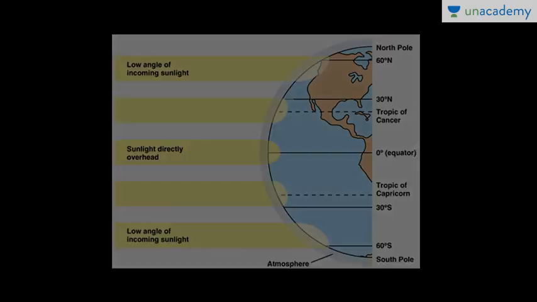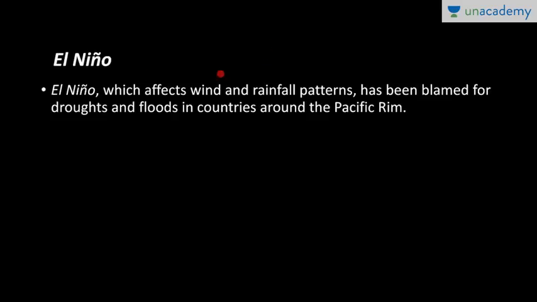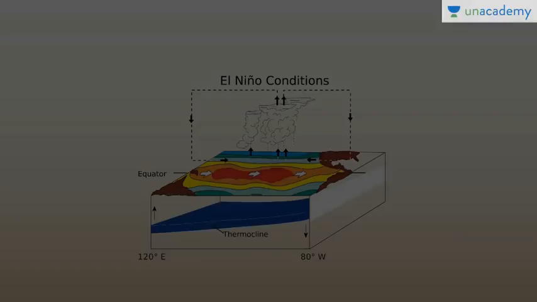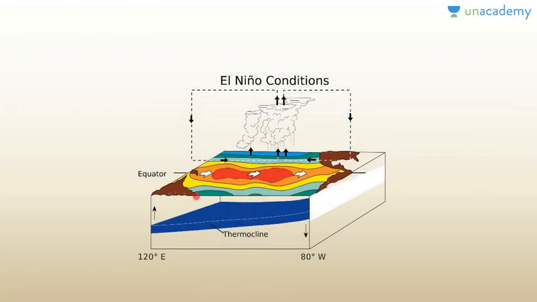Okay. Now coming on to the El Nino concept. Now El Nino, this we've already done in one of the lessons. So it significantly affects the climate of that area. How does it affect? See, in this case, this one is Australia and this is South America.